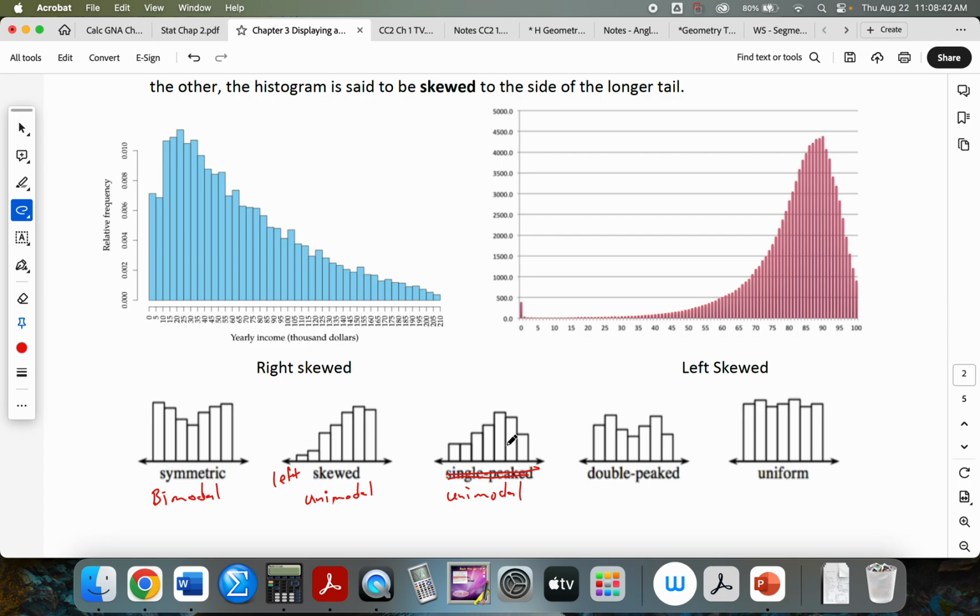Now, when we talk about symmetry for this one, I would say it's slightly left skewed. We'll a lot of times hedge our bets. We'll say it's strongly, slightly, somewhat, right? We'll do that a lot. Again, double peaked, we usually call that bimodal. And this one is actually fairly symmetric.